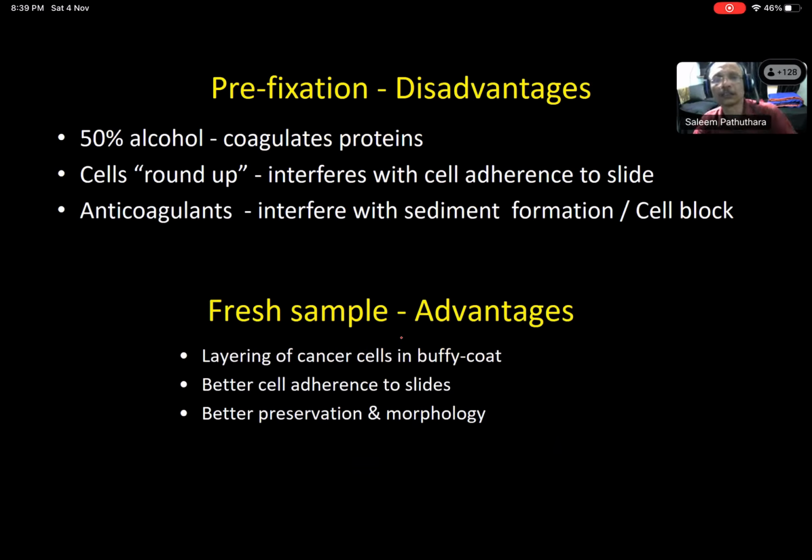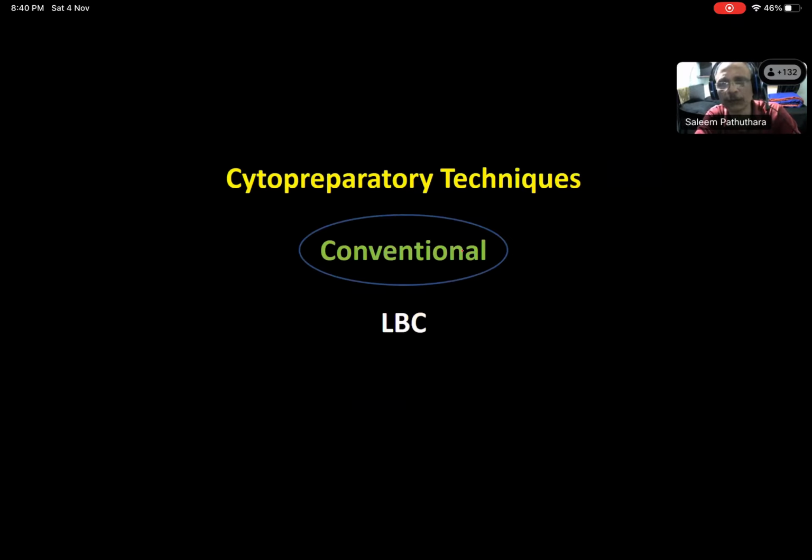So, what is the disadvantage of prefixation? It can coagulate the protein, which causes rounding up of the cells and interferes with cell adherence to the slide. Anticoagulants can interfere with sediment formation, and especially with cell block preparation. What are the advantages of the fresh sample? The cancer cells are layered properly from the buffy layer, with better cell adherence to the slides, and better preservation and morphology.